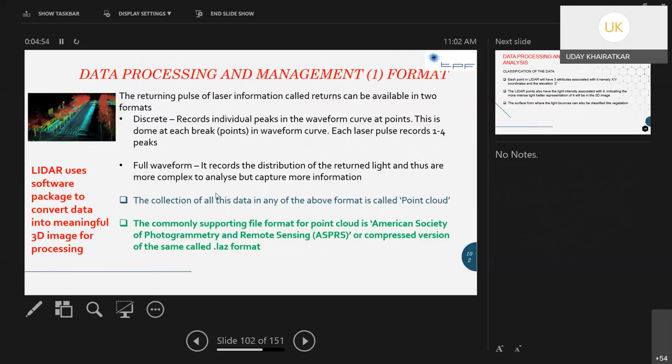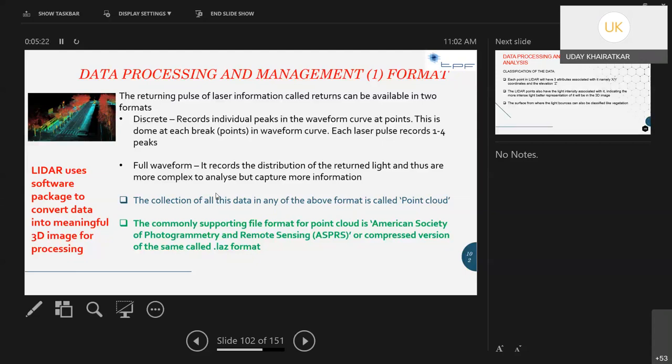The returning pulse of laser information, called returns, can be available in two formats. They are the discrete format, which records the individual peaks in the waveform curve at points, at each break point in the waveform. Each laser pulse records 1 to 4 peaks. Full waveform records the distribution of the return light and is thus more complex to analyze but captures more information. The collection of all this data in any of the above formats is called a point cloud.